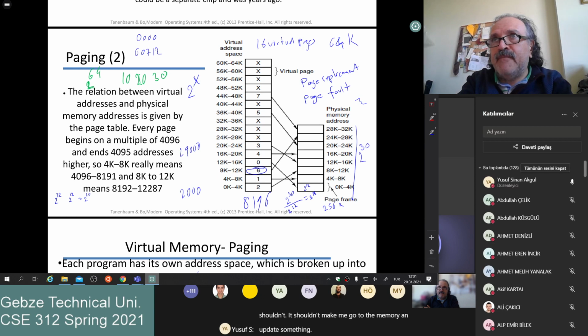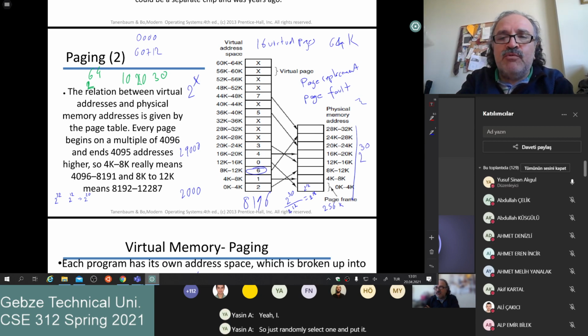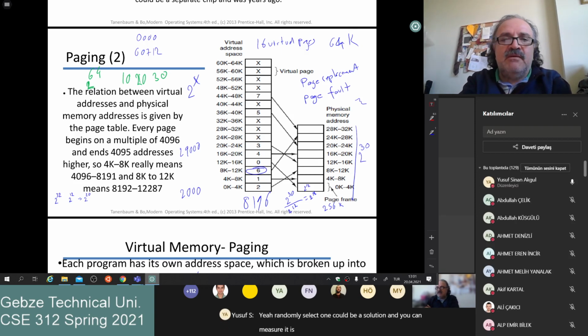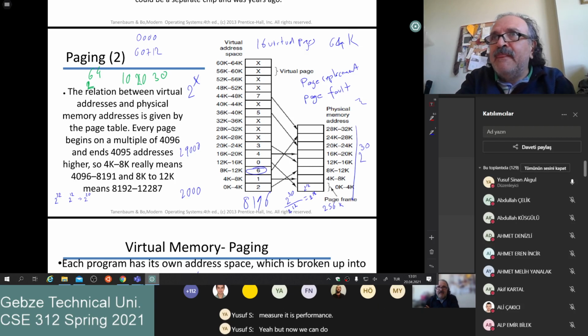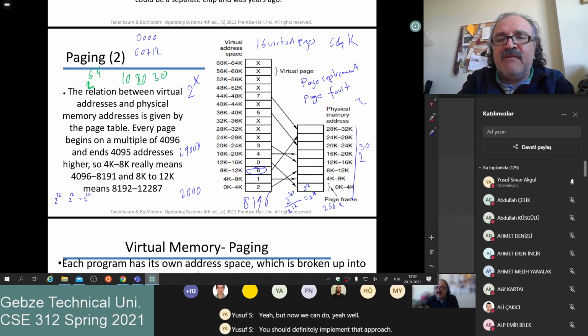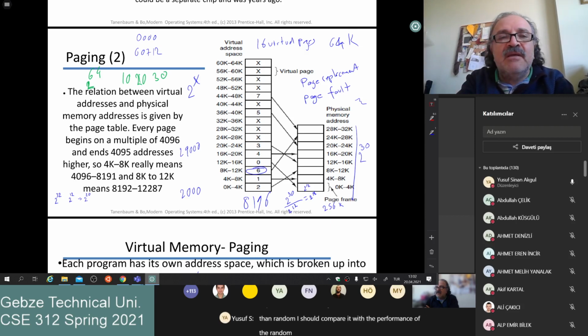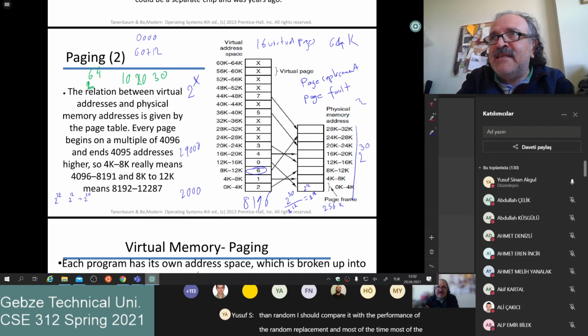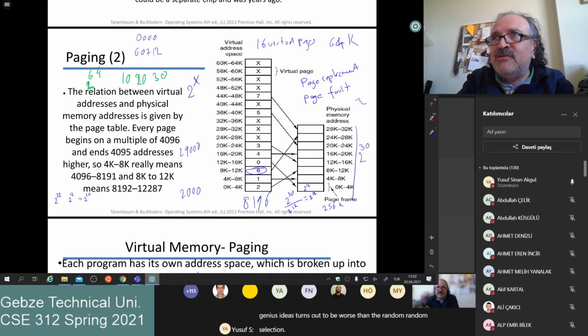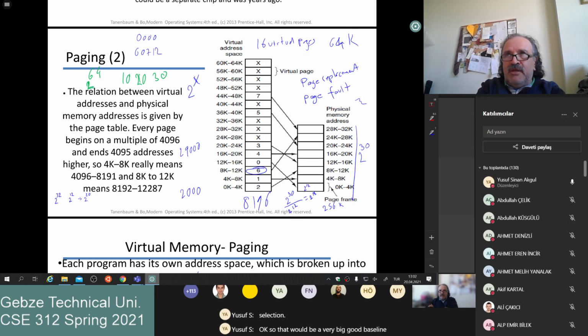So just randomly select one and put it in. Yeah, randomly selecting one could be a solution, and you can measure its performance. You should definitely implement that approach. I mean, randomly select one and replace it. Why should I implement it? Because for any other idea that I think is better than random, I should compare it with the performance of the random replacement. And most of the time, most of the genius ideas turn out to be worse than the random selection. So that would be a very good baseline algorithm to compare to.